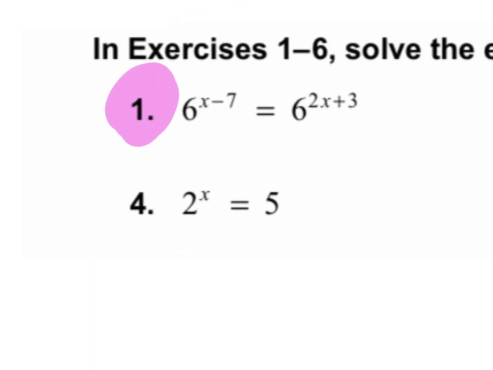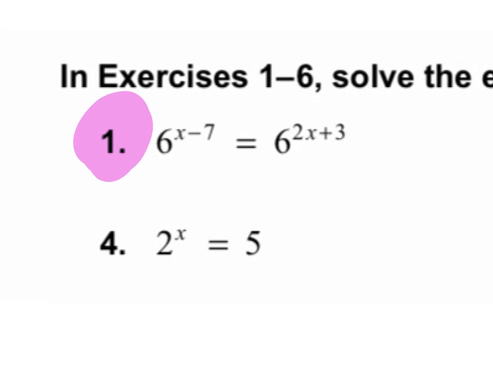All right, let's look at number 1 here. Why is this one so easy? They both have the same base, right? So what can we do? You just cross them off. That's it. And then you just say x minus 7 equals 2x plus 3. If the bases are the same, or you can get them to be the same, just cross them off.